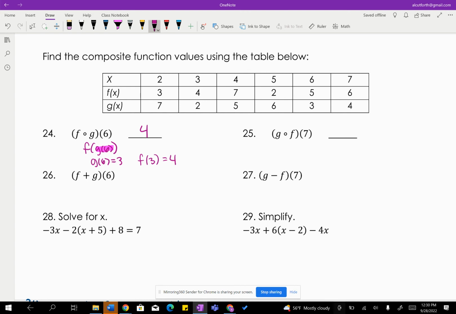I want you to try 25, 26, and 27 on your own, but remember with 26 and 27 to write down what they mean, because this means f at 6 and g at 6. It's not a composition for 26 and 27. Let's go ahead and try each of those.